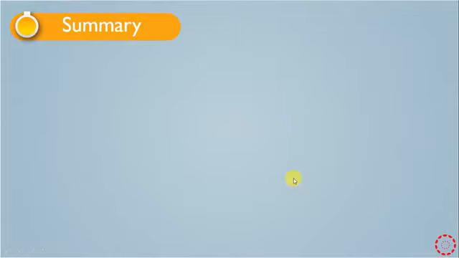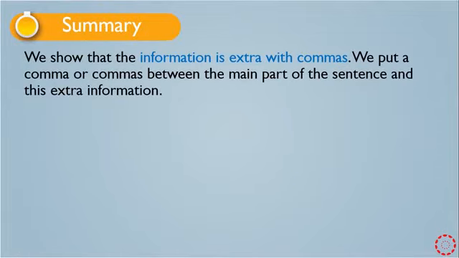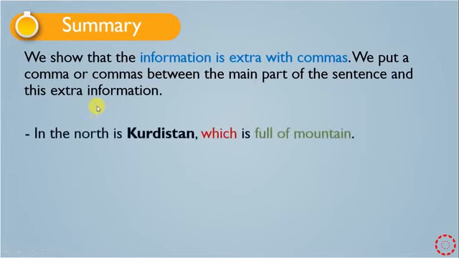The summary, what we have learned today, is that we show that the information is extra with commas. We put a comma or commas between the main parts of the sentence and this extra information. Look at this example. In the north is Kurdistan, which is full of mountain. Full of mountain is extra information related to the object of the first sentence. That's why we use 1 comma, and we use which because here we don't have people. We have things, or as we said, we use which for things or animals.